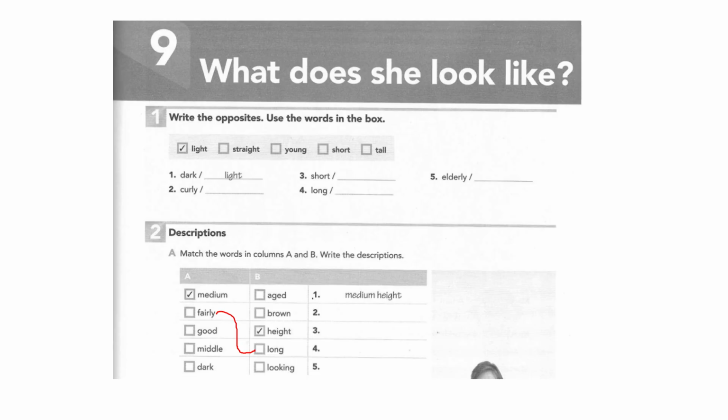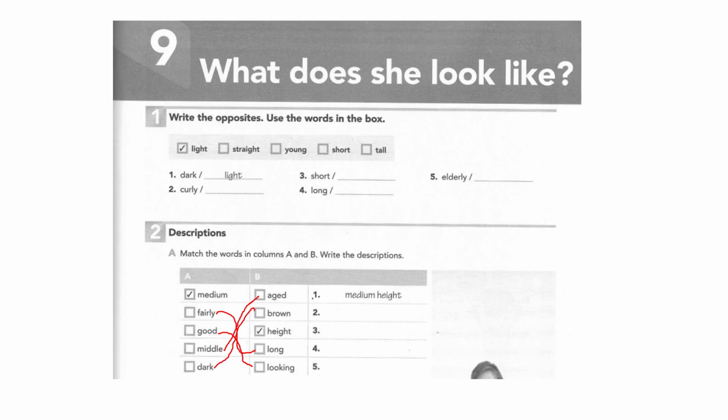Good looking. About appearance. That's correct too. Another one. Tell me, Angela, another one. Number 4, middle aged. Okay. Joanny, the last one. Dark brown.